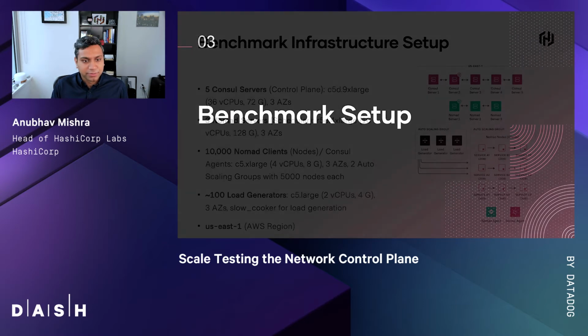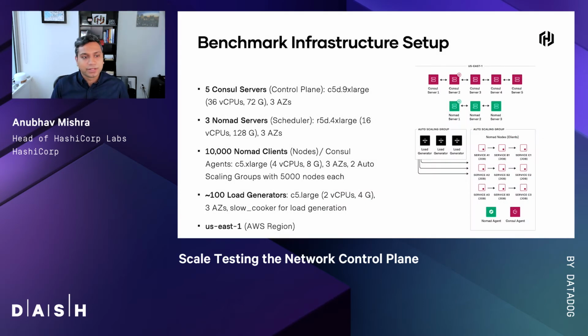All right, let's talk about the benchmark setup. We had a pretty straightforward benchmark setup. We had 5 Consul servers that created the Consul control plane, with 36 vCPUs and 72 gigs of memory, spread across 3 AZs. We had 3 Nomad servers, which were the scheduler, with 16 vCPUs and 128 gigs of memory, spread across 3 AZs. Again, 10,000 Nomad clients are running the applications on containers. These were 4 vCPUs and 8 gigs each, spread across 3 AZs.